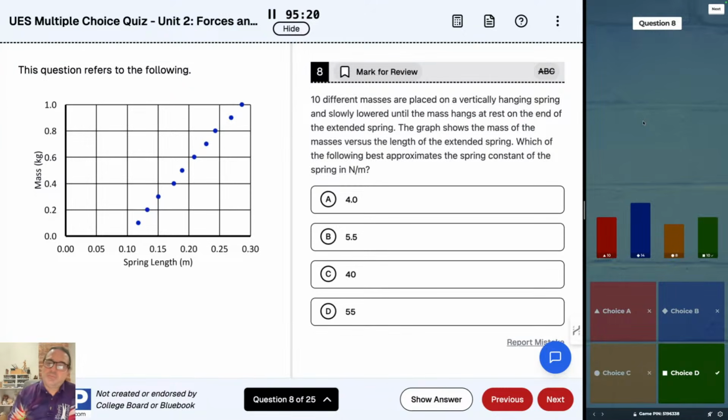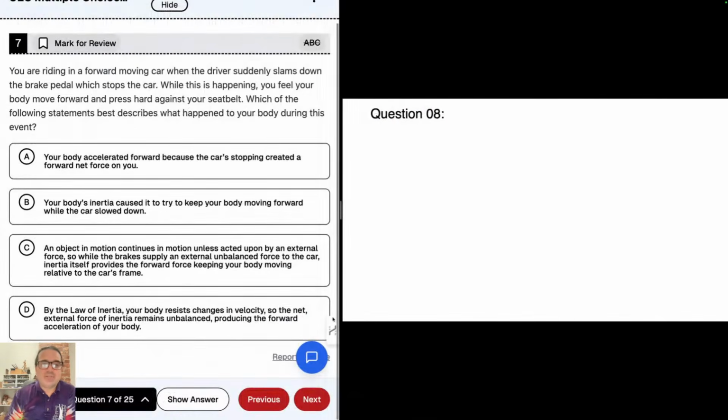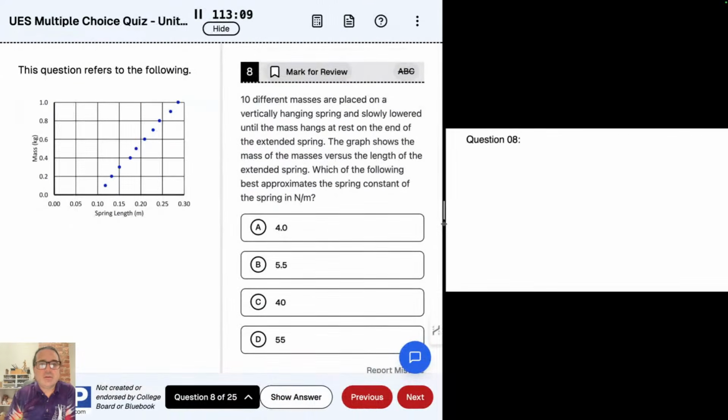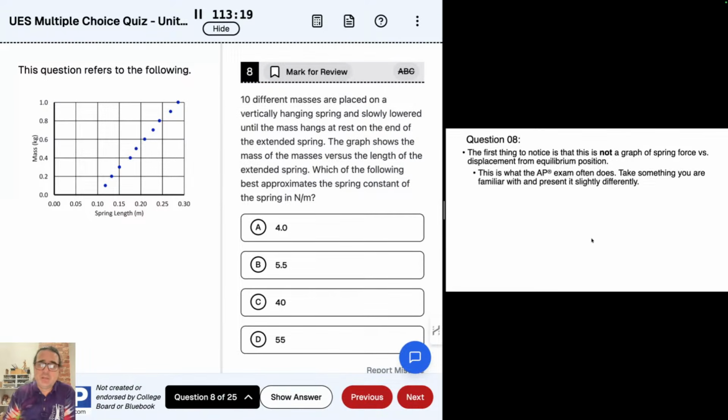All right, so we've got choice D as the correct answer. Let's walk our way through it. All right, so I need to move this over so we can get both on there. Okay, so question 8. The first thing to notice is this is not a graph of spring force versus displacement from equilibrium position, right? This is what the AP exam often does. They take something you are familiar with and present it slightly differently. So you would expect this to be a spring force versus displacement from equilibrium position graph, but that's not quite what it is.